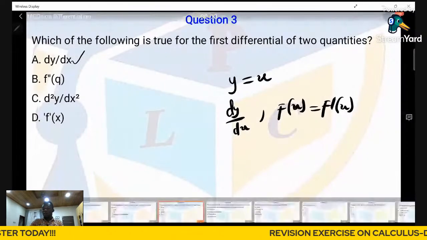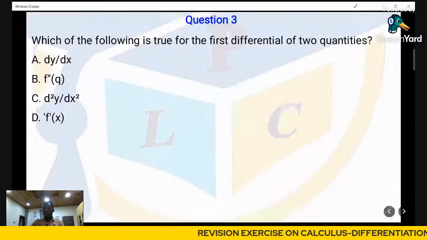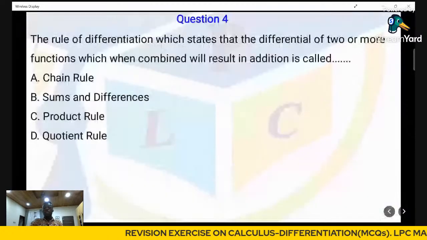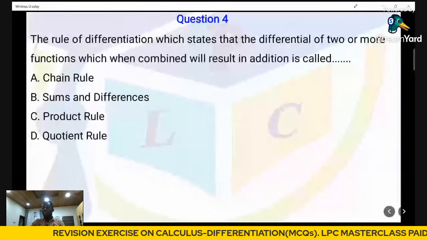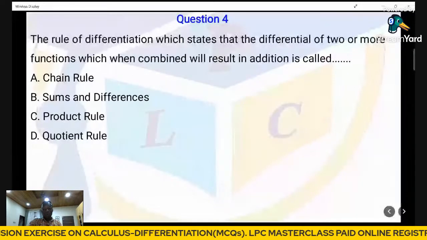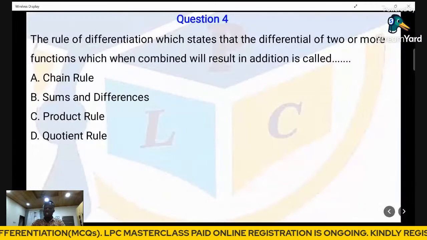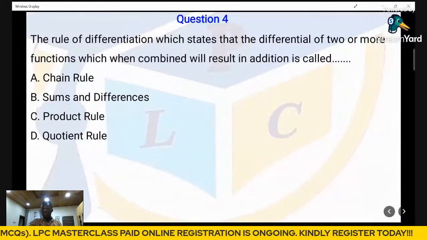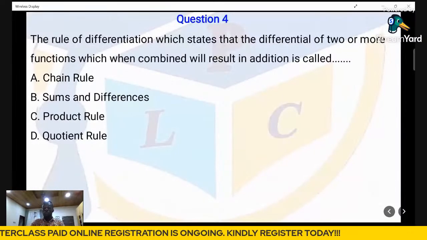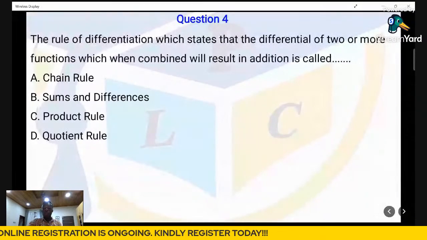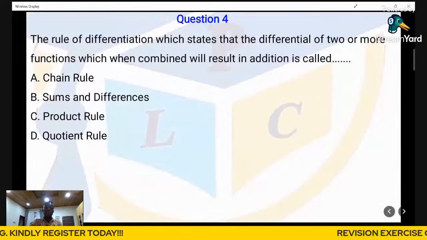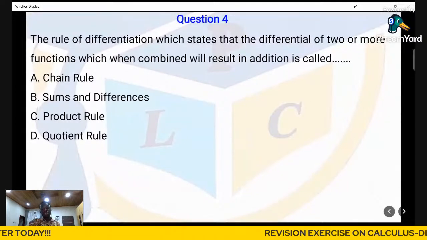Let's move on to question number 4. The rule of differentiation which says that the differential of two or more functions, which when combined will result in addition, is called: A, chain rule; B, sum and differences; C, product rule; D, quotient rule.